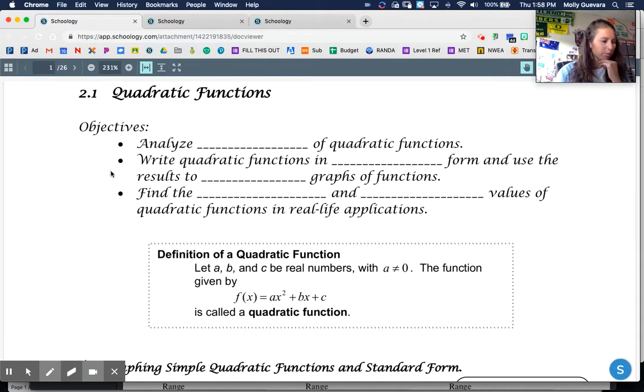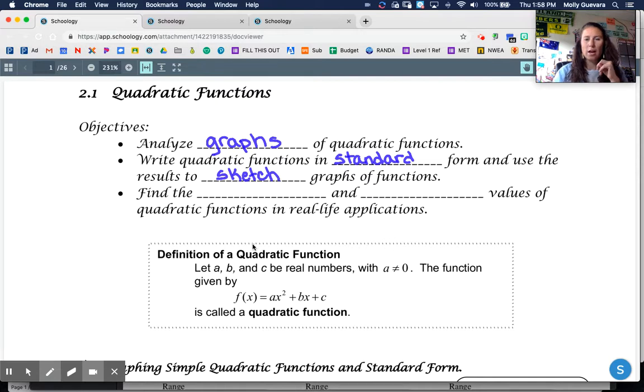Three objectives for today's notes. The first one is we're going to review how to analyze the graphs of quadratic functions. Okay, so where's the vertex? What's the axis of symmetry? Where are the x-intercepts? Where are the y-intercepts? Things like that. Then we're going to write quadratic functions in standard form, and we're going to use the results to sketch graphs.